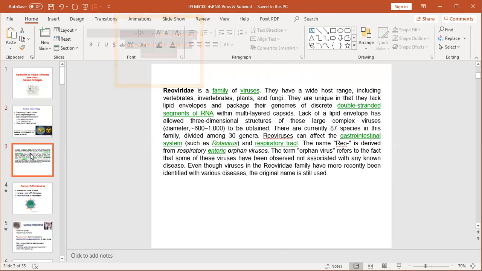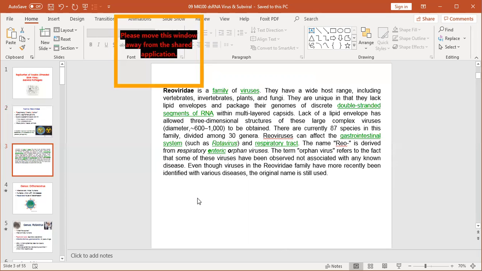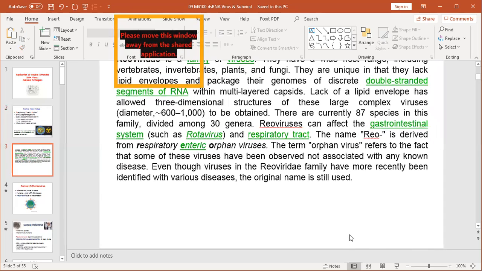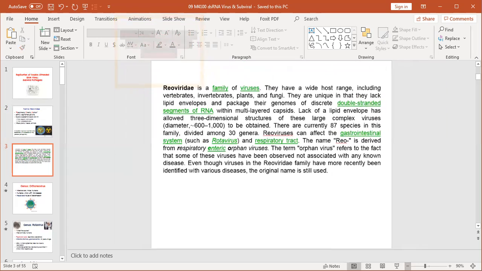So slide number 3, I have provided a little bit of additional information on Reoviridae and the type of diseases that they cause. It's basically what we just discussed, but I would strongly recommend you to take a look at this slide to become more familiar with the details of this virus, what the pathogenicity of the virus is, how it infects various tissues and organs, and what are the diseases caused by the virus.